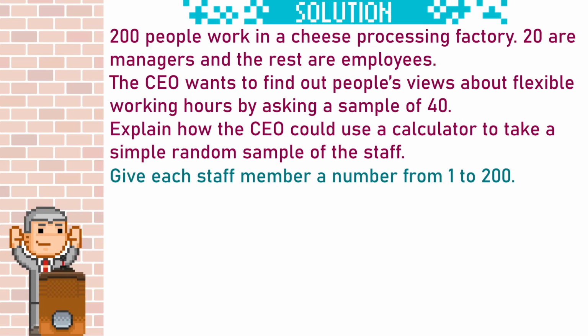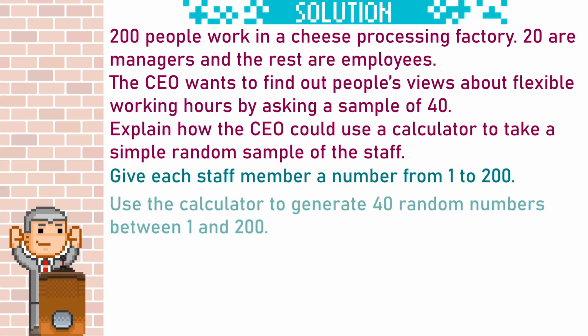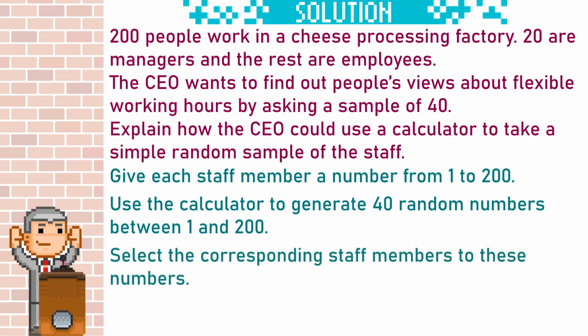They can then use a calculator to generate 40 random numbers between 1 and 200 because the sample that they are looking for is 40. They then select the corresponding staff to these numbers. So if they select a 21 on the random number generator on the calculator, then they pick the staff member attached to the number 21.